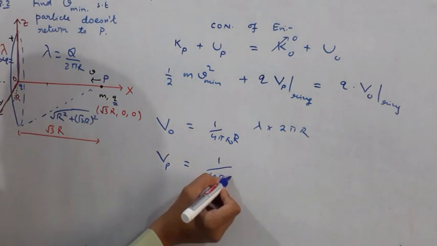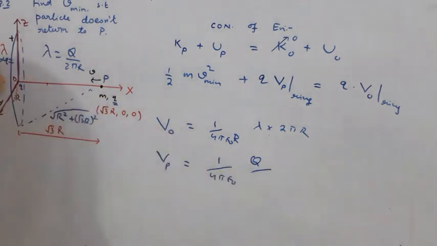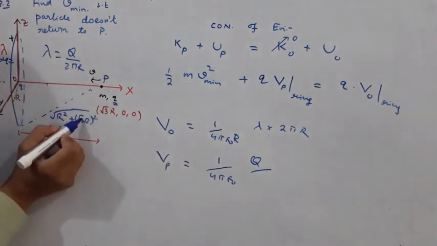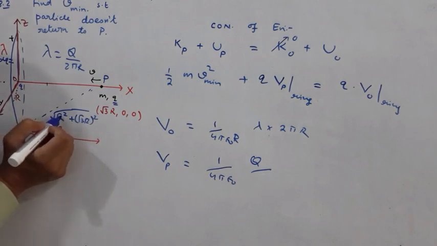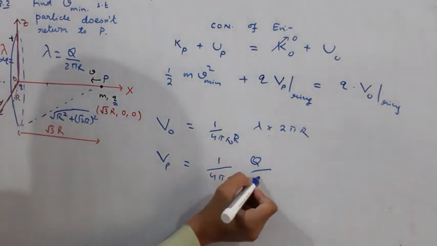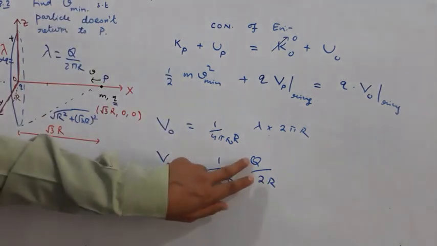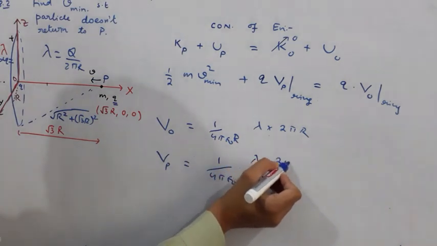1 by 4 pi epsilon naught, this total charge will be again Q upon that distance. Now how much is this distance? Root 3 r whole squared becomes 3 r squared plus r squared. That is 4 r squared. So it becomes 2 r. Again Q we will substitute. Q will be equal to lambda into 2 pi r.